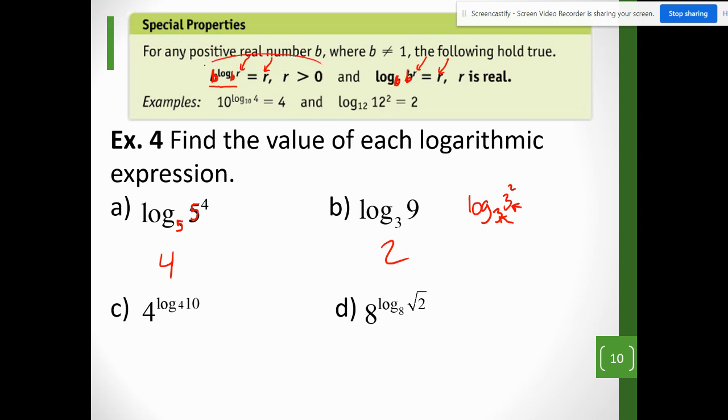Looking at our first rule, notice how those 4s repeat. So my answer here is just 10.